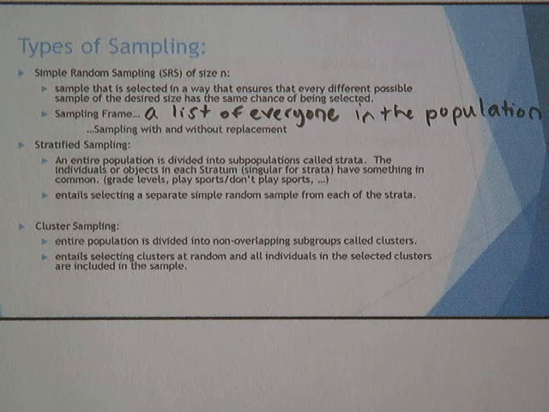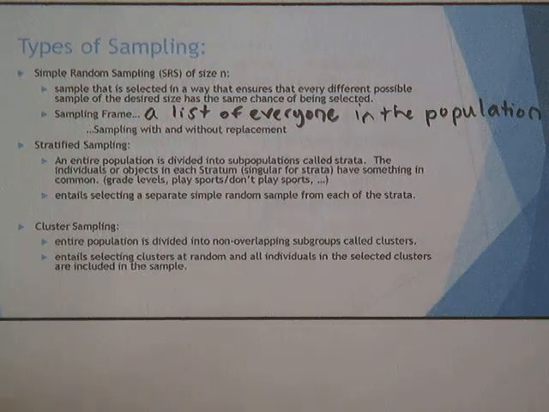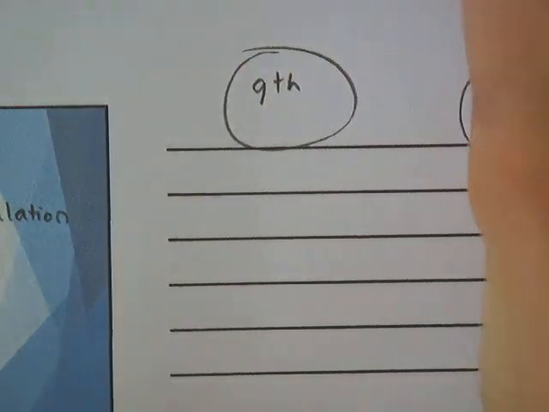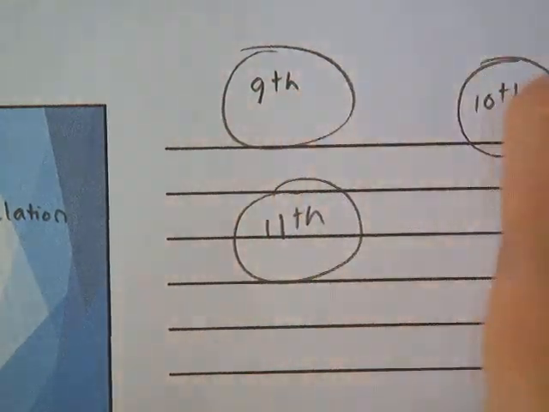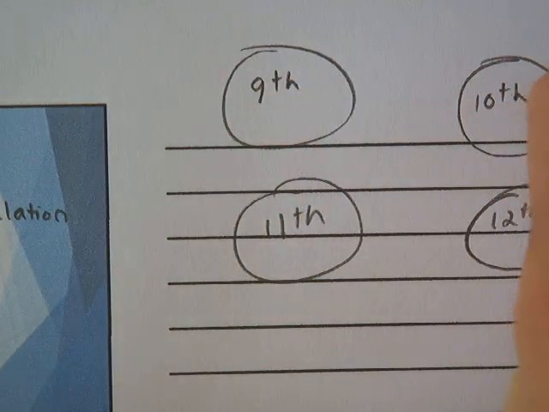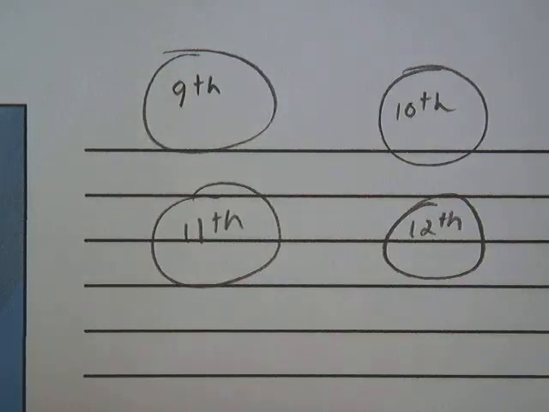And so, if you were at your school, you are naturally separated into grade levels, and so the strata could be each grade level. So I'm going to go to the side here and say, okay, let's say that we have our 9th graders, our 10th graders, our 11th graders, and then our 12th graders. So that would be your strata, okay?